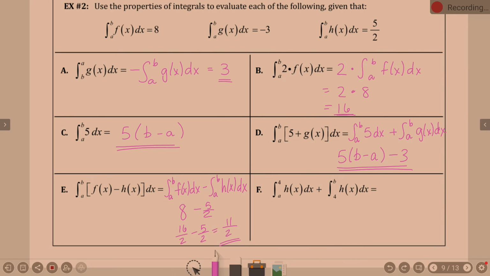F. What is this saying? Sound effects and everything, huh? Yeah. Okay. Jacob's showing them colliding into each other, mashing together. What is this going to be equivalent to in terms of integrals? This is the integral from A to B, and it's because the 4's overlap, right? The upper of one is equivalent to the lower of the other, so we can put them together. This is the integral from A to B of h of x dx, which is equal to 5 halves.